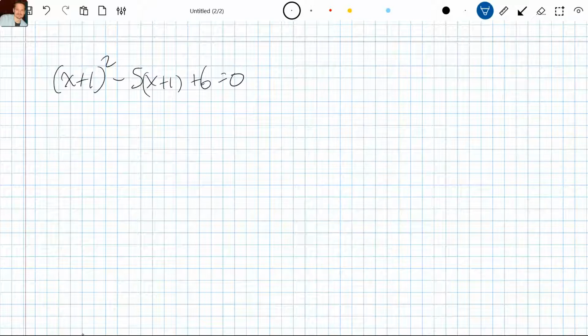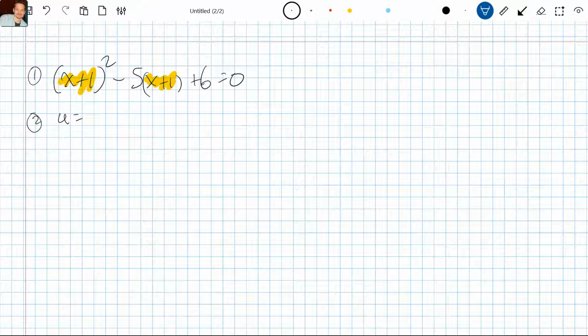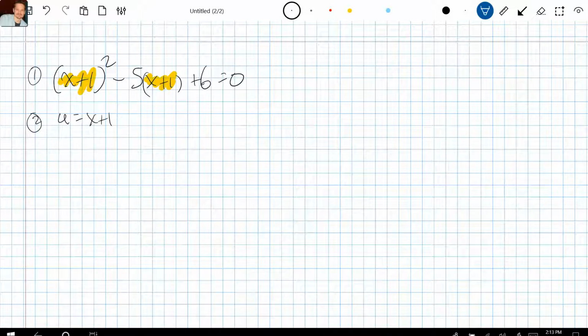So what do I mean? Let's say that I'm going to recognize a key fact. A key fact that I can recognize is that this piece is the same as this piece. What does that tell me? It tells me that variable substitution is a potential step forward because I have two things that repeat. So I can arbitrarily, that's true, define as U or P or Z. Use whatever letter you want. That's not important. You can call it Bob if you want. So u = x + 1.